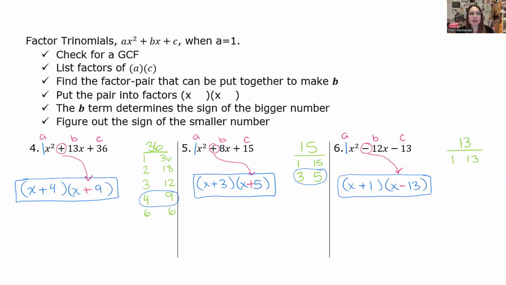So you can always check your work by making sure that this number times this number, they have to multiply to give you the last number. And then they have to add, or I would rather say combine, to make the middle term. So 4 times 9 is 36, and 4 plus 9 gives you 13. 3 times 5 gives you 15, and 3 plus 5 gives you 8. So it's what will multiply to give you the last term that'll add to give you the middle term. Last, 1 times negative 13 is negative 13, and 1 minus 13 is negative 12.